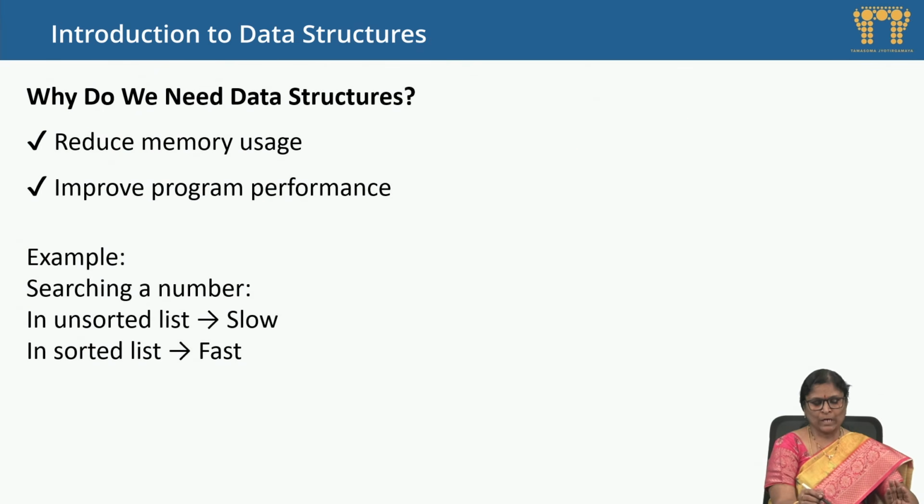And reduce the memory usage. Reduce the memory usage means in data structures, in most cases we prefer to use dynamic data structures. In dynamic data structures like linked list, memory will be saved. Means we are not going to waste any of the memory. We can reduce the memory.